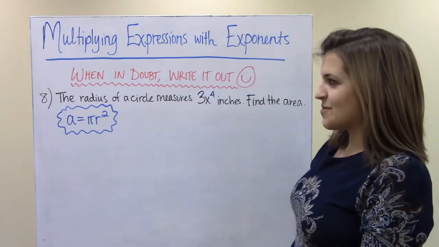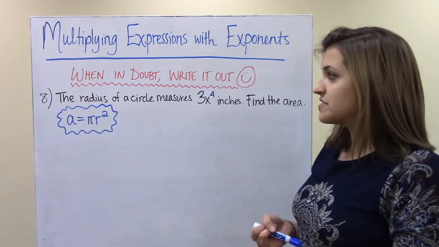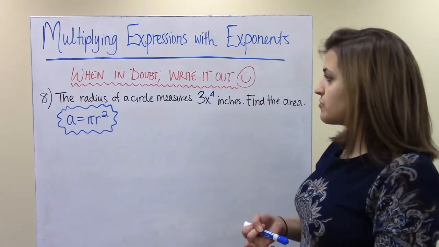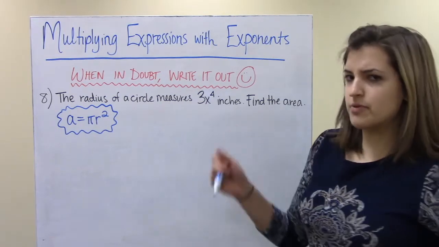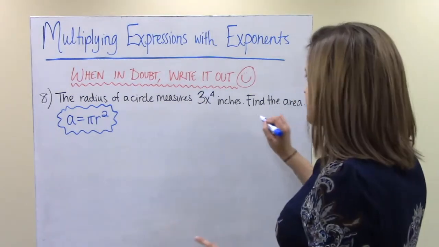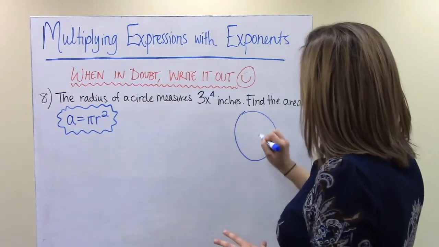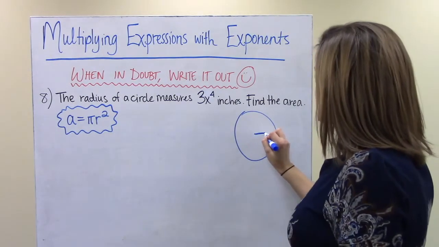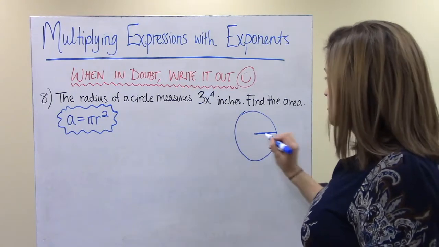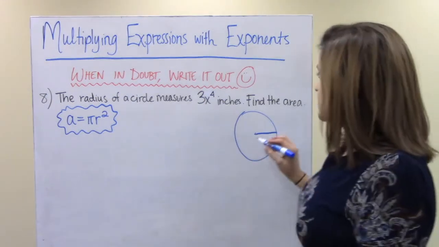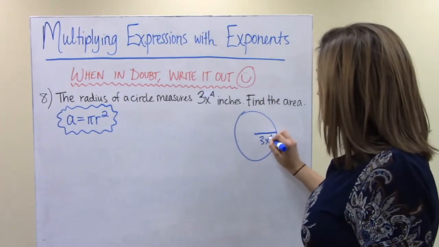Okay, so problem number 8 says, the radius of a circle measures 3x to the 4th inches. Find the area of the circle. So before we get started, let's just do a little review here. If we have a circle, my radius is going to be the distance from the center of the circle to an outer edge. So that's my radius. So that distance is going to be 3x to the 4th.